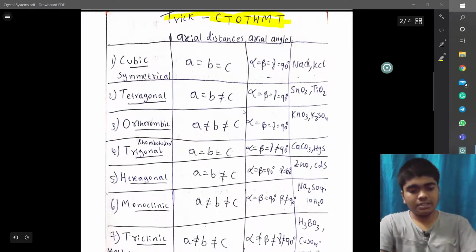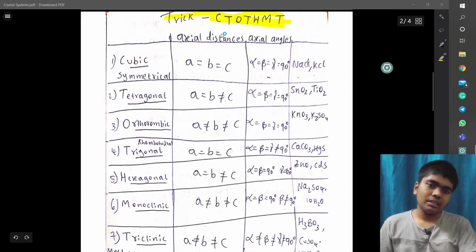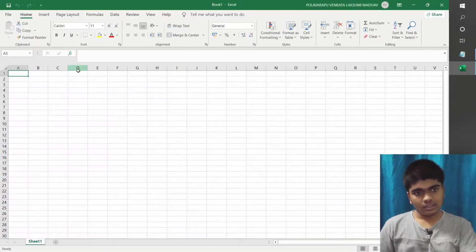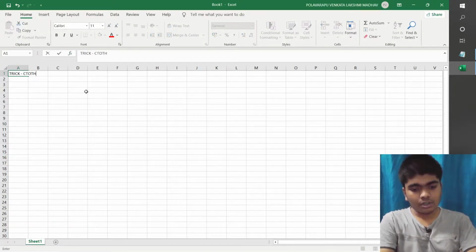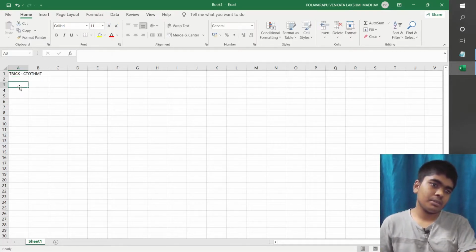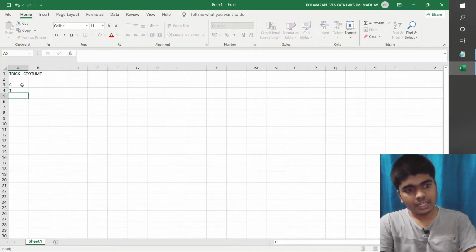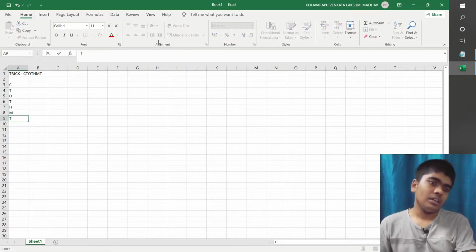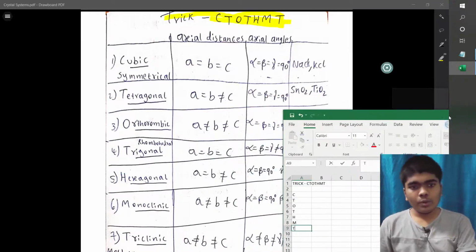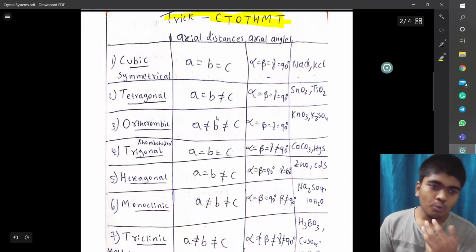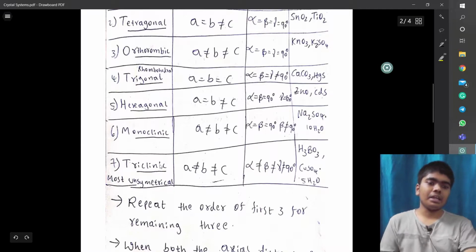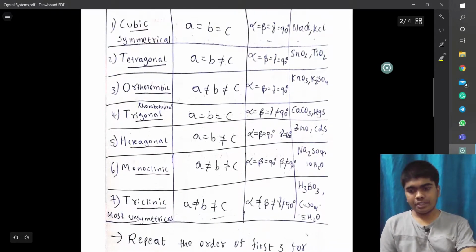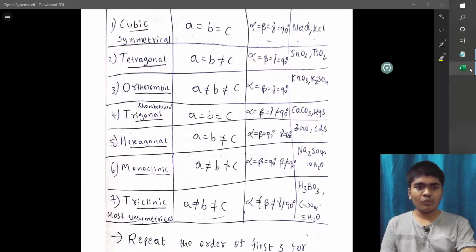Now let us take an Excel sheet. The trick is CTOT-HMT. Now we need to give the names: cubic, tetragonal, orthorhombic, trigonal, hexagonal, monoclinic and triclinic. These are the names we need to mention, so let us write them one by one.